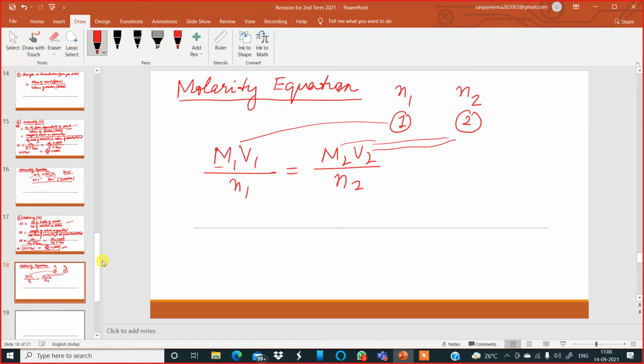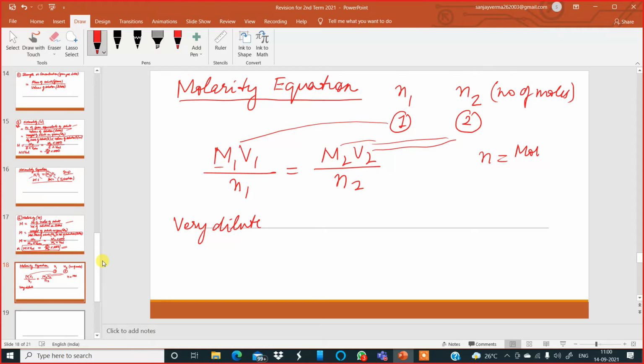Now for very dilute solutions, small n is for number of moles, and n1 and n2 are the numbers of moles. How do you get the number of moles? Do you remember?